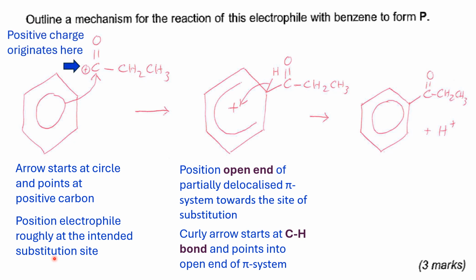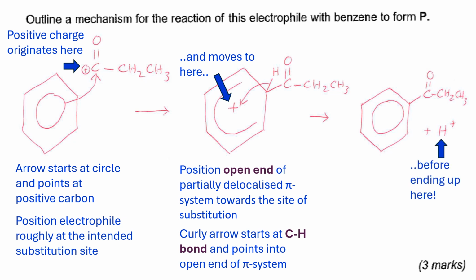So I'm going to justify why we have to have this H+ at the end. In any mechanism, if you've got a charge, it has to move around as the mechanism develops. The positive charge originates on the carbon of the electrophile, and then it moves into the partially delocalized pi system before ending up on the H+. That is a way to remember to put the H+ in as a side product, because lots of people forget to do that from time to time.